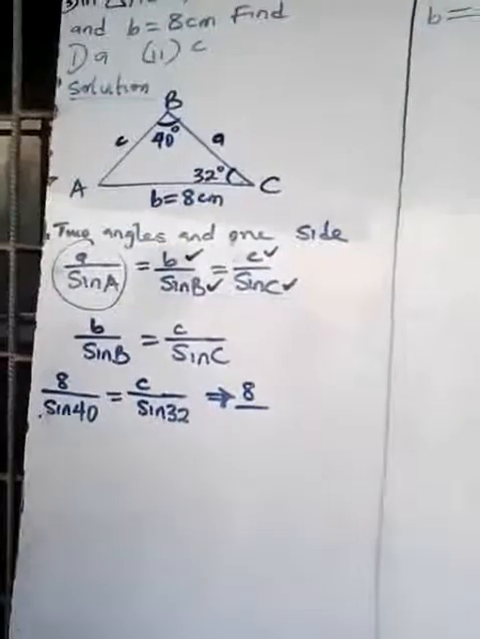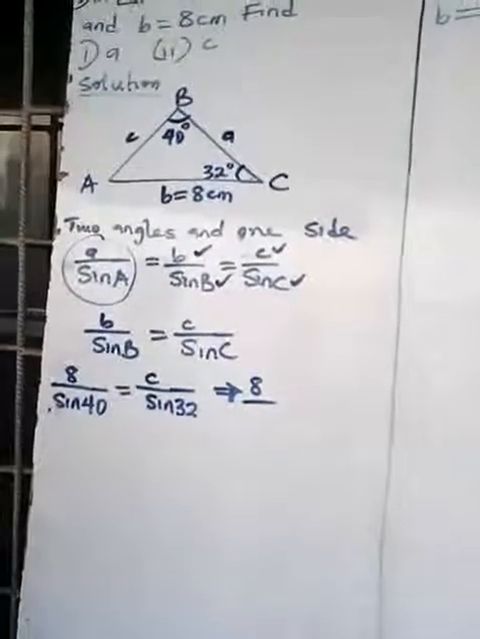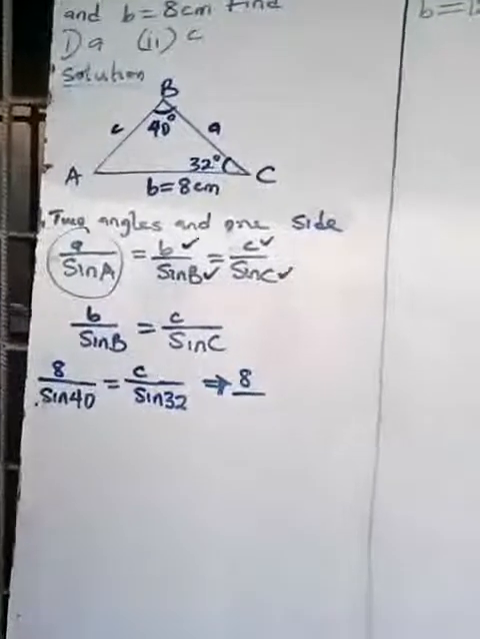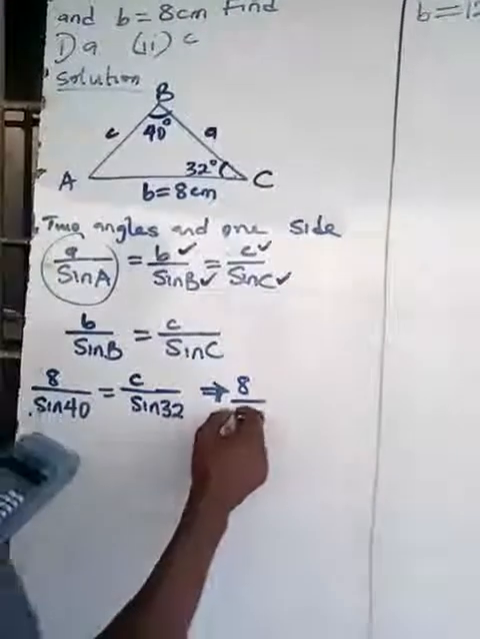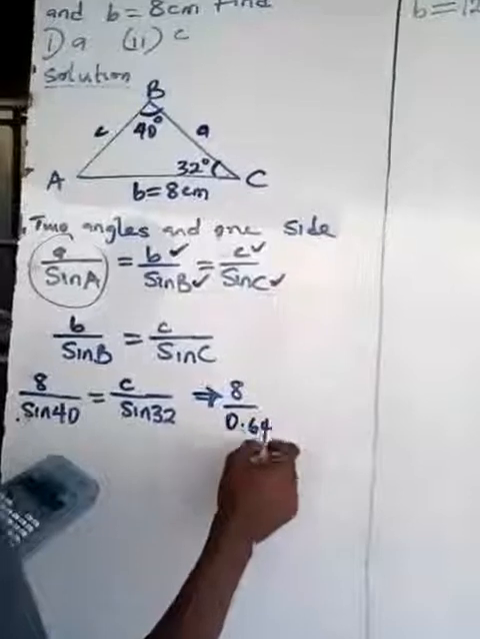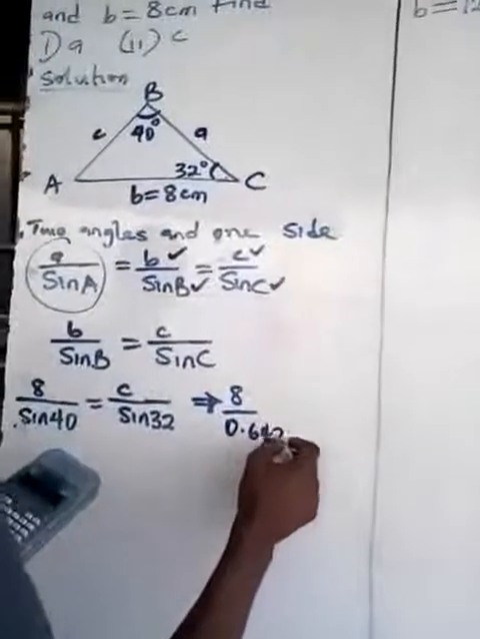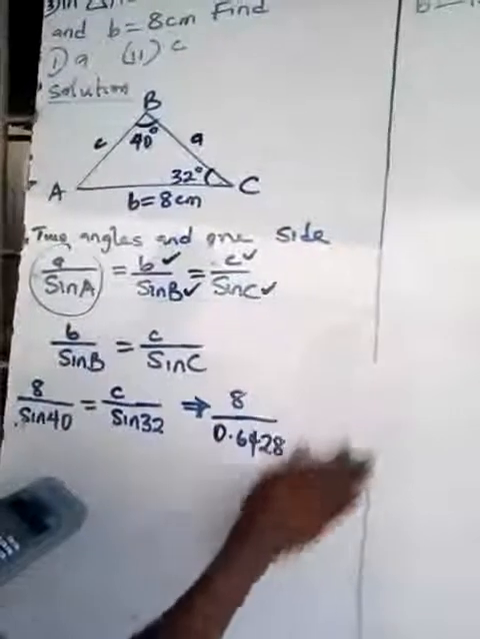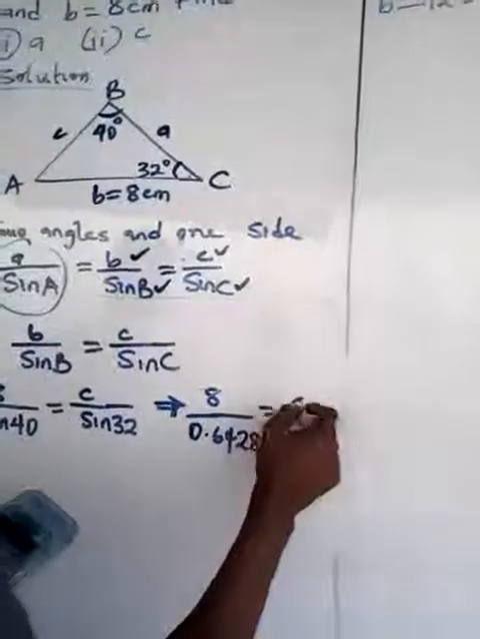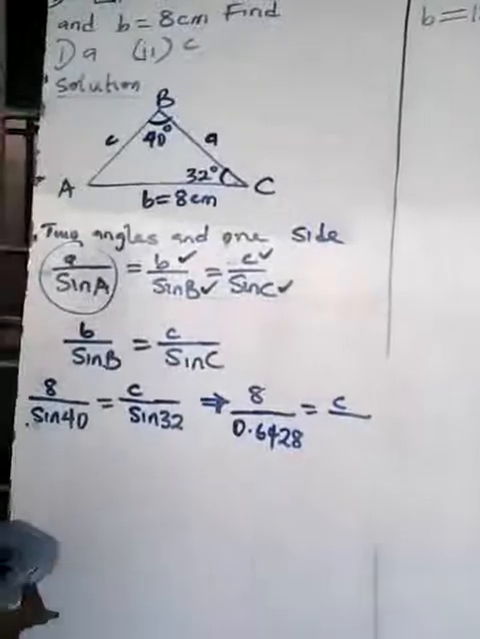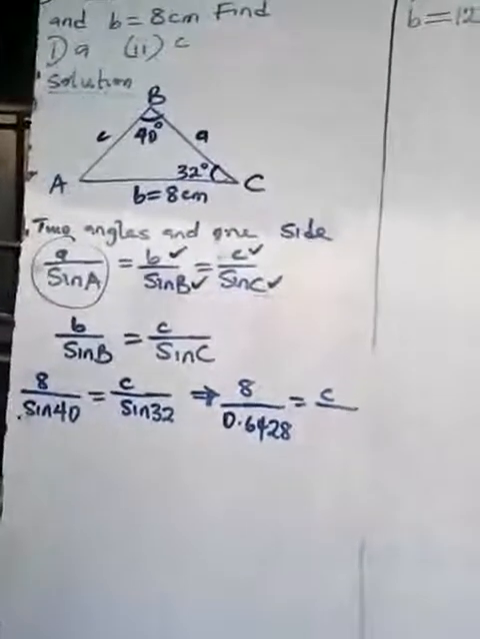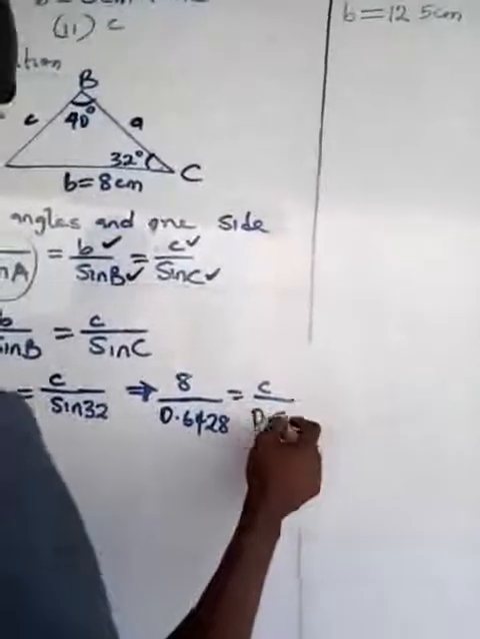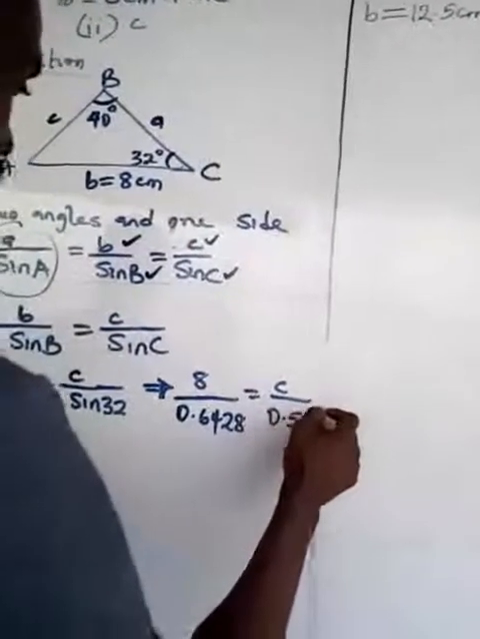So now let's punch our calculator. Sine 40, always make sure it's in degrees. Sine 40 is 0.6428 to 4 decimal places. Then c over sine 32. Sine 32, that's 0.5299.